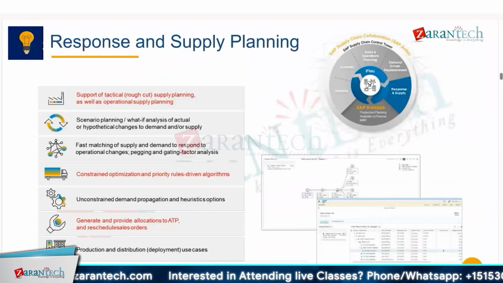Shall we move on? Okay. Now, the next point that we are going to discuss is the response and supply planning. Okay, this is the next box in the IBP diagram. So we have to support the rough cut capacity planning process. Okay. So what is the rough cut capacity planning process? Rough cut capacity planning is called RCCP.